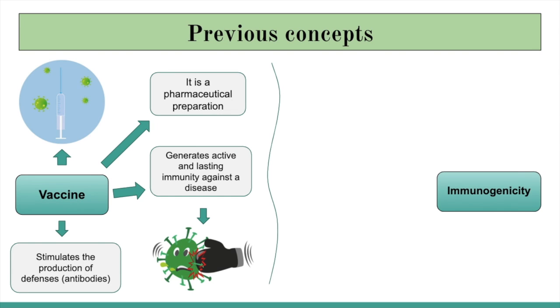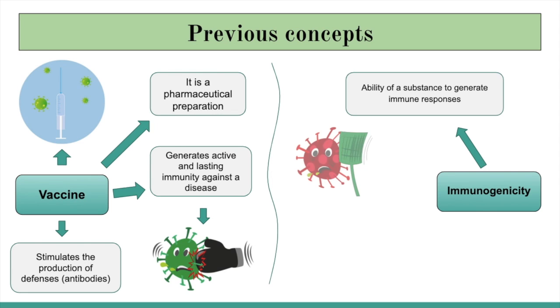The next concept is immunogenicity. This refers to the ability of a substance to generate an immune response, that is, when the body responds to foreign agents. Vaccines produce immunogenicity, that is a desired event. In other words, the aim is that the vaccine has the capacity to generate an immune response so that the body defends itself against viruses or bacteria that generate a specific disease.